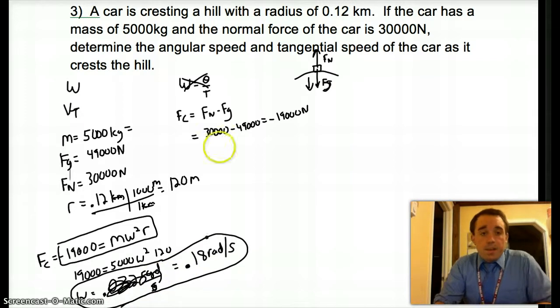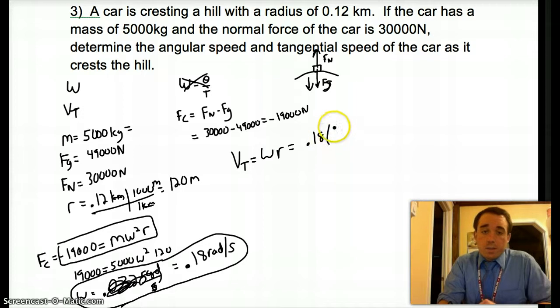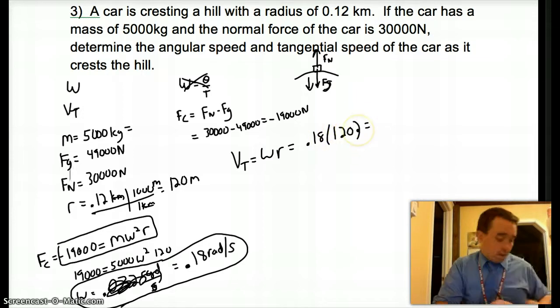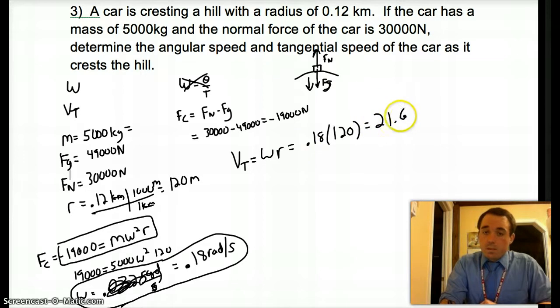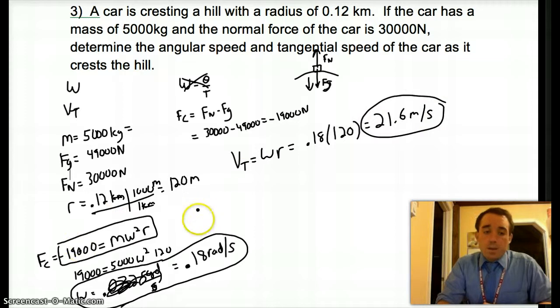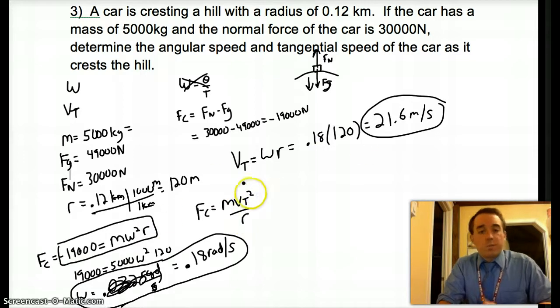which is good. And then to find tangential velocity, a couple ways I can do it, but since I know omega, I know that tangential velocity is omega times r, so I can just do 0.18 times the radius, which is 120, and get 21.6 meters per second. Could have also set it up where I did Fc, which is 19,000, is m vt squared over r, and you would have come up with maybe a couple decimals different, but it would have been something around 21.5 meters per second as well.